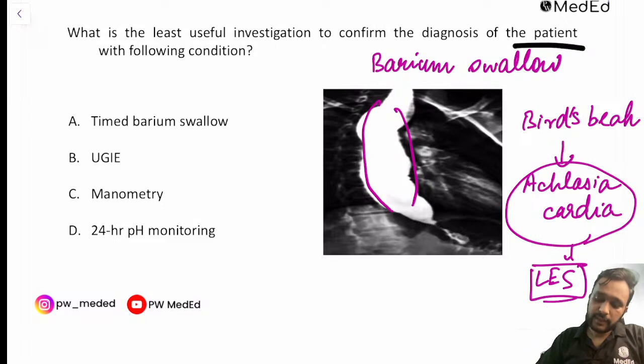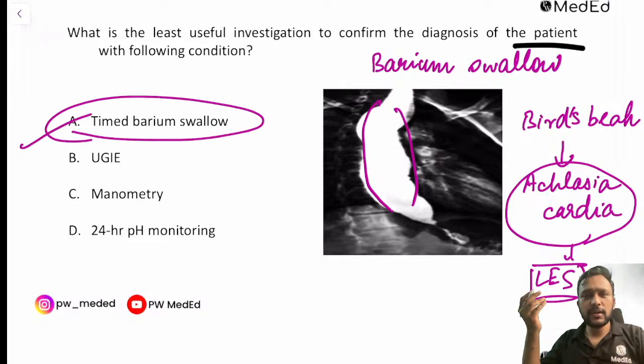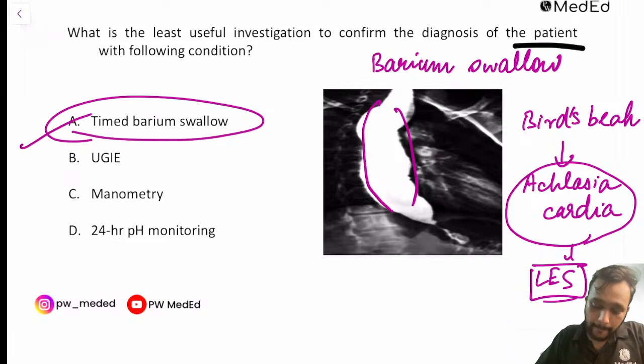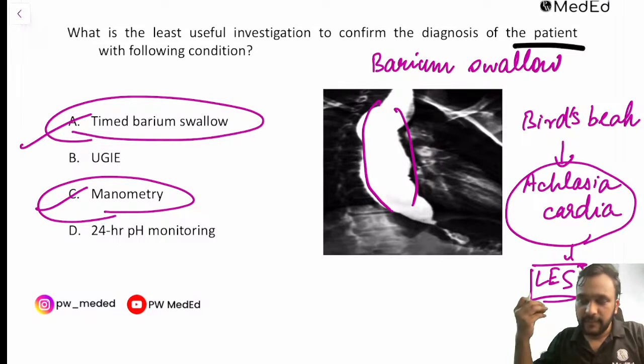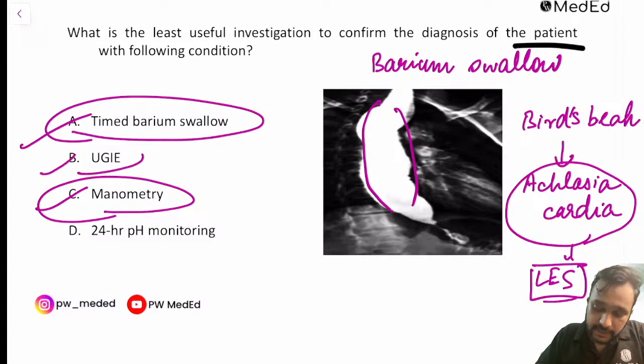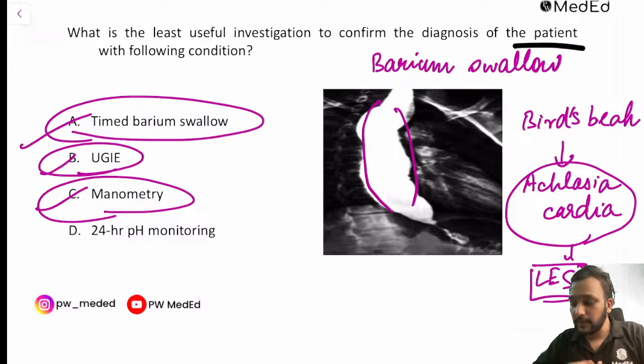So barium swallow will be a very important investigation, where you are going to get a bird's beak appearance, right? Then manometry will again be a very useful investigation, which will help us tell the pressures in the lower esophageal sphincter. Upper GI endoscopy will also be useful, to take biopsies in the lower esophageal sphincter and make a diagnosis. 24-hour pH monitoring will be the least useful investigation as far as achalasia cardia is concerned.